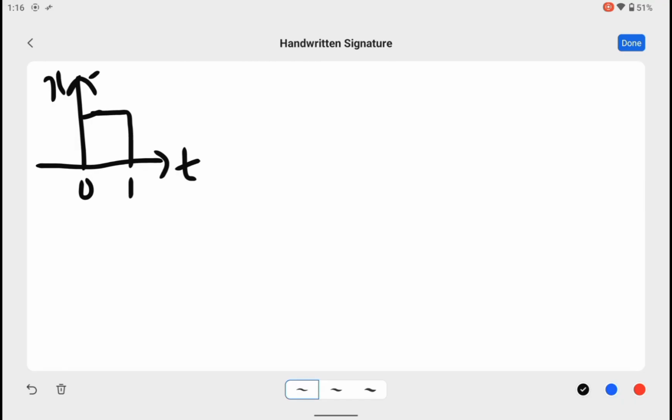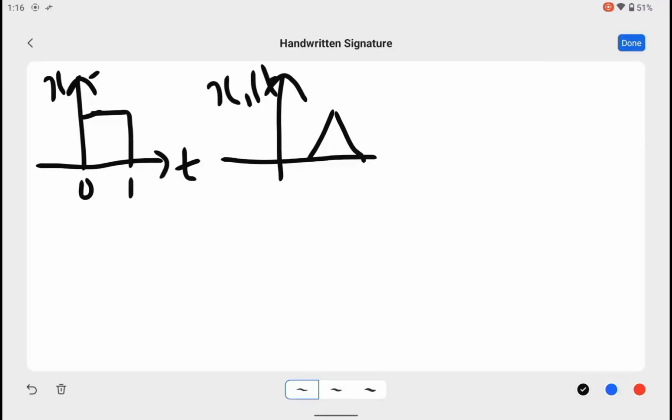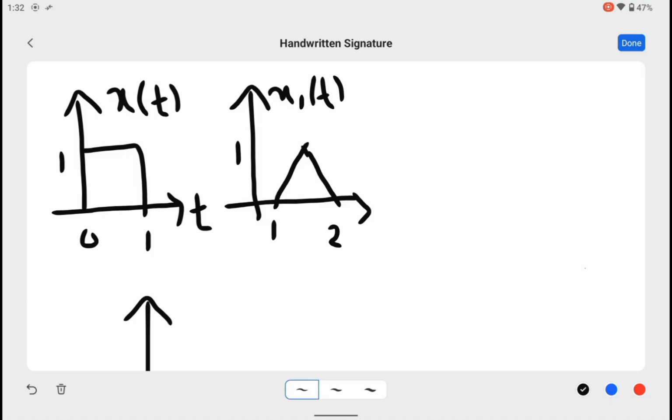Okay. So the second signal is something like this, which is a triangular signal. So I'm going to represent it as x1 of t. Okay. So again, it is going to vary with respect to time, and the range of the signal is between 1 to 2, and the amplitude of the signal is 1. Okay. Let us add both of these signals.